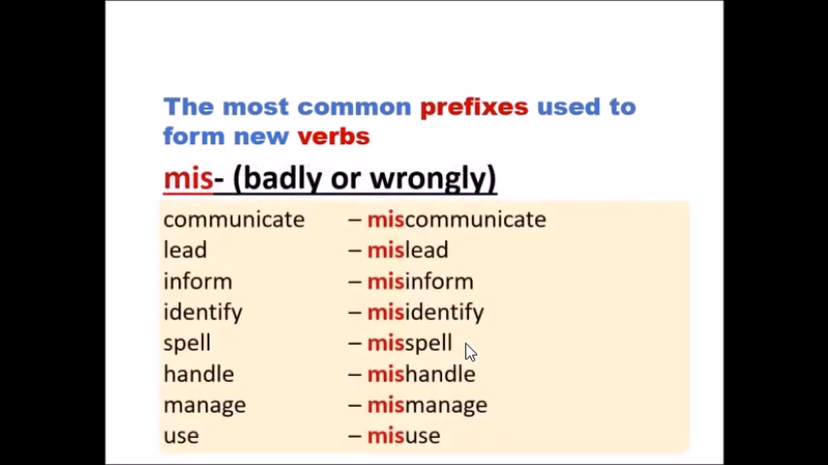The next prefix is mis. It means something is done badly or in a wrong way. Example, communicate, miscommunicate. Lead, mislead. Inform, misinform. Identify, misidentify. Spell, misspell. Handle, mishandle. Manage, mismanage. Use, misuse. So what we have done, we have added a prefix to the verbs and we have made another verb.